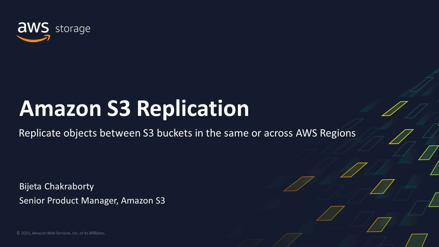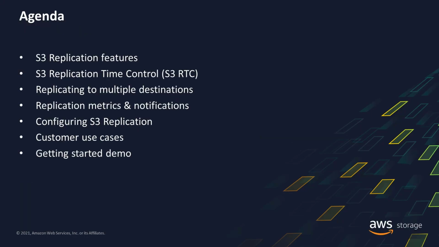I'm a senior product manager for Amazon S3, and I'm here to talk about Amazon S3 replication. Today, we will talk about what S3 replication does for you and how you can set it up. We will talk about the different replication offerings, including replication time control and the ability to replicate to multiple destinations. Next, we will take a step-by-step approach of configuring S3 replication. We will also talk through a few different types of customer use cases and replication options. And around the end, we'll do a quick product demo to show you how to get started with S3 replication.